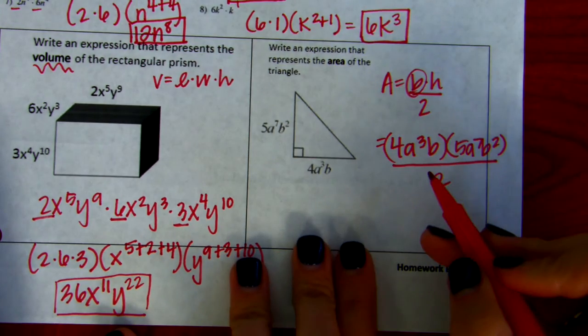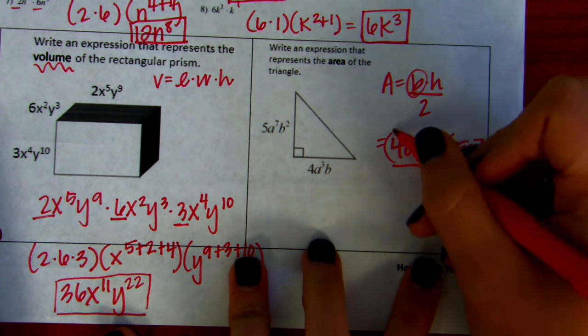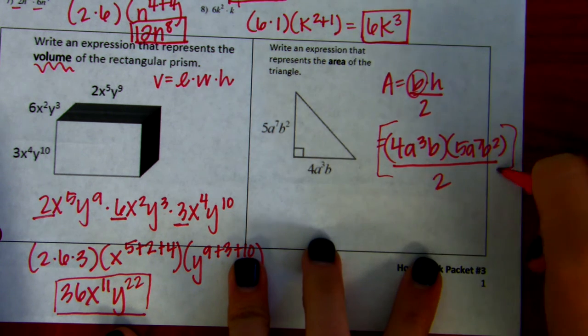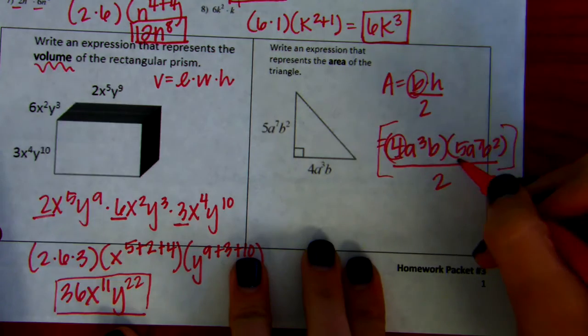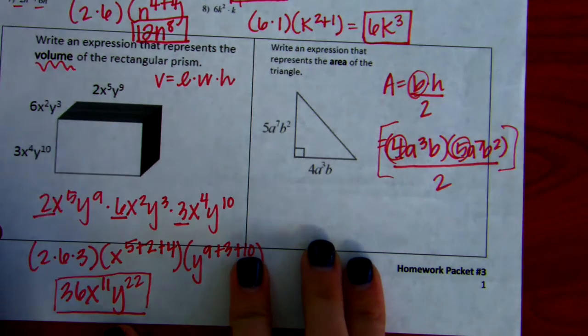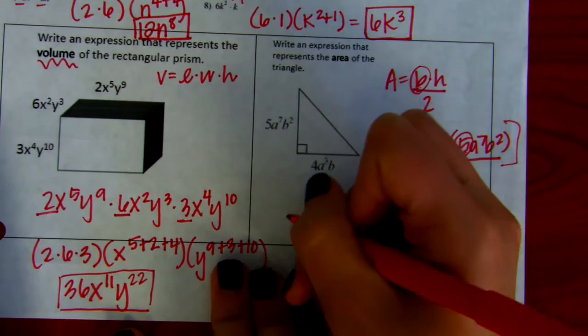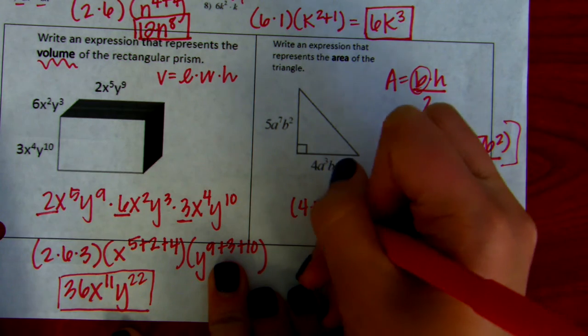We're not going to worry about the divided by 2 until the very end, so let's just worry about this top part right here. I'm going to multiply my coefficients. Oh, you fixed it? Oh, that's the best. 4 times 5.